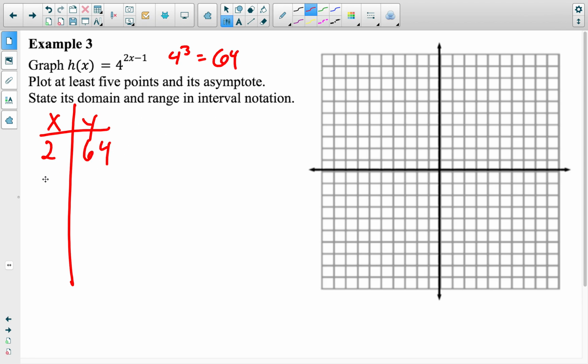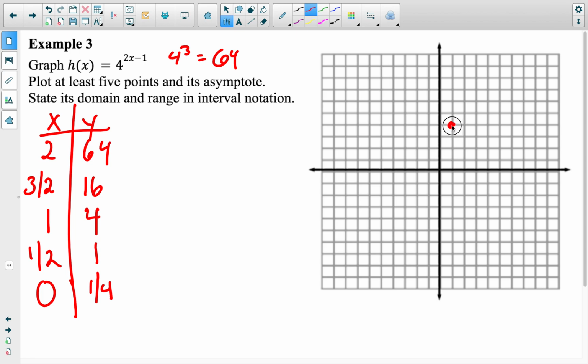Okay, if we plug in 1 for x, then we get 4 to the first power, which is 4. If we plug in a number in between 2 and 1, like 3/2 or 1.5, then we get 16. If we plug in 1/2, then we get 1. If we plug in 0, we get 1/4. So we're not going to be able to plot some of those, but it'll help us get an idea of whether we're looking at exponential growth or decay.